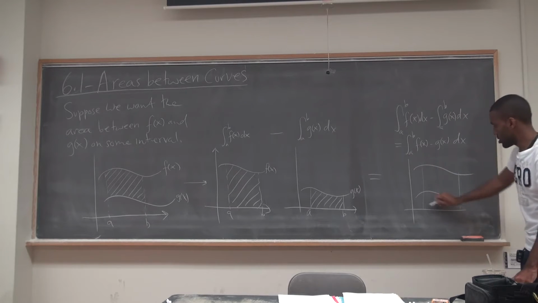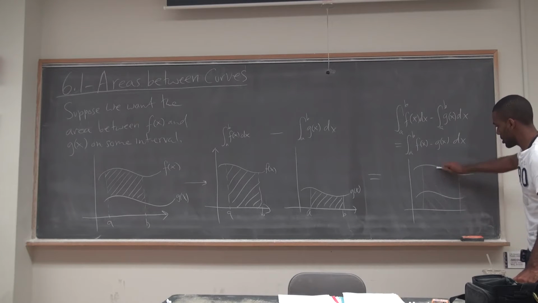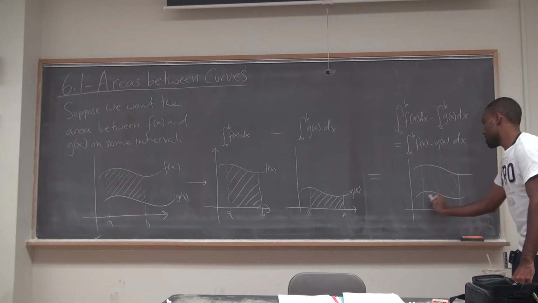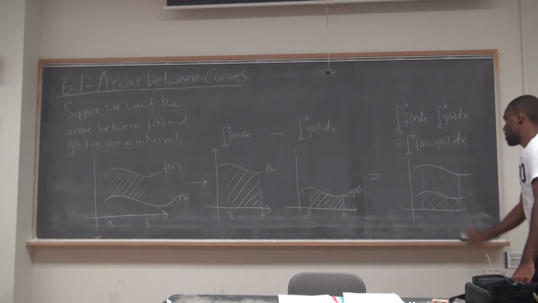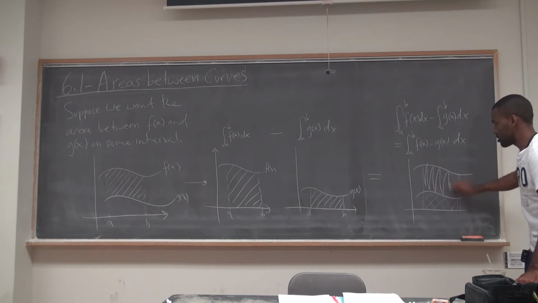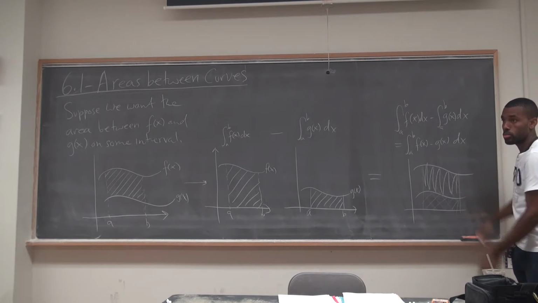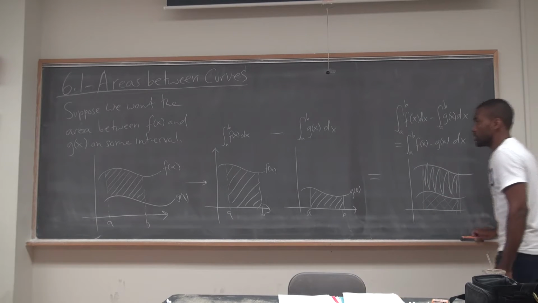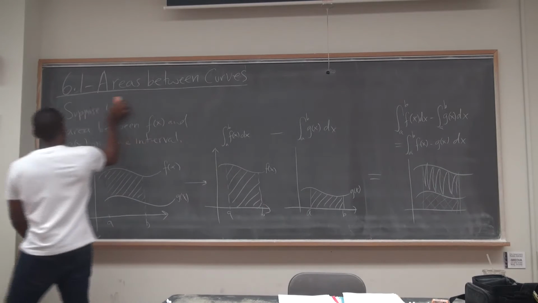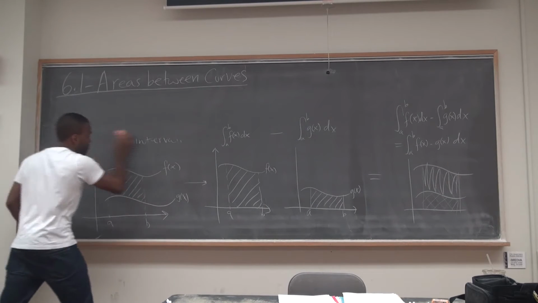Right? Because one integral is going to give me this, another integral is going to give me that, and when I subtract them, I get this, right? Take the bigger area, subtract the smaller area, you're left over with what's in between. That's the idea, right? So, in summary, basically what I just said.